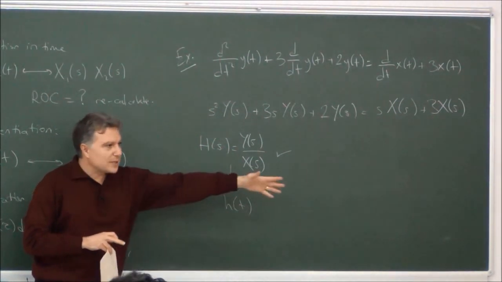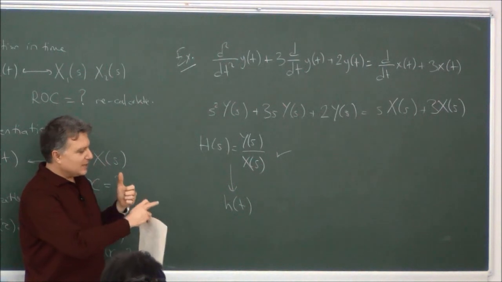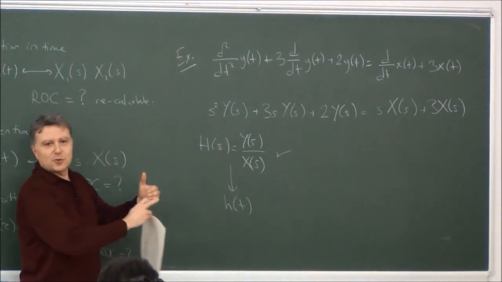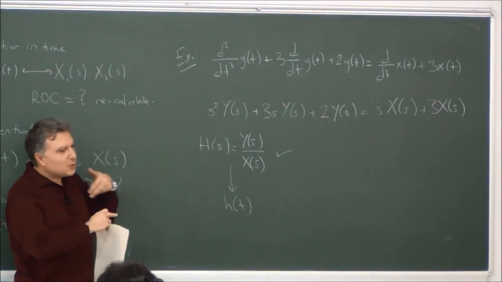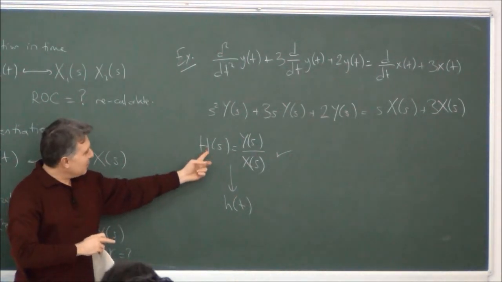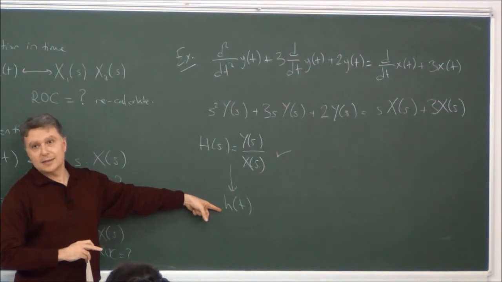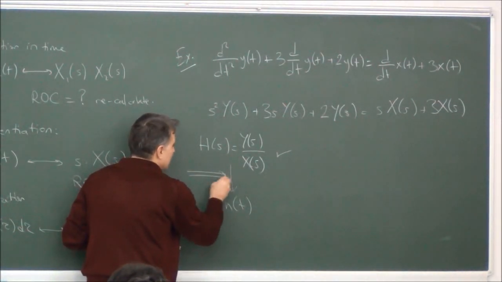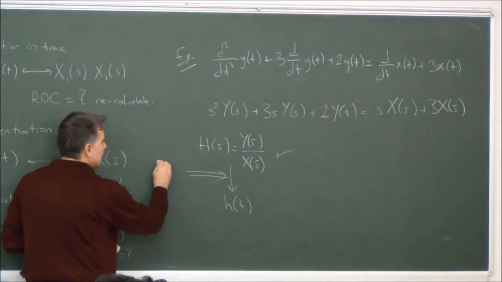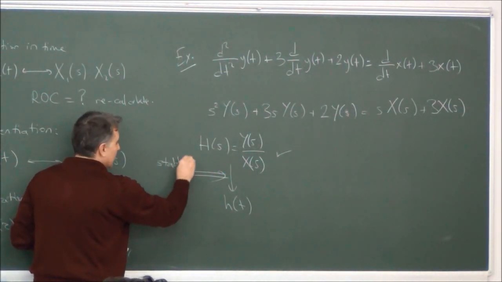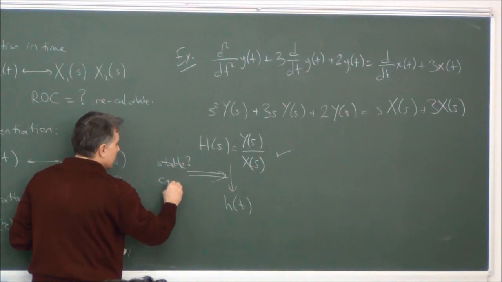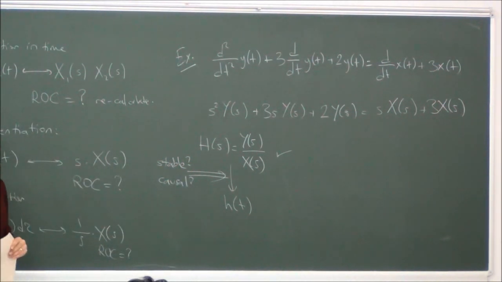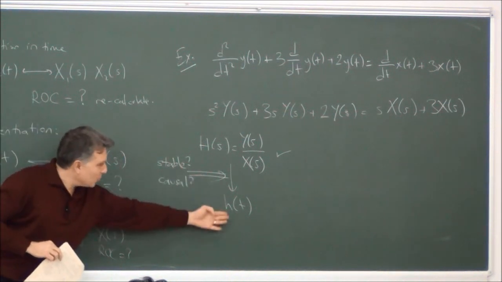Or if I say causal, then you have to find the rightmost pole, and to the right of it will be the region of convergence. So every pole will be to the left, and take the inverse Laplace transform according to that. So at this stage you must be provided with information like stability and causality. And I will tell you in the question, is it stable, is it causal, so you can find h of t.